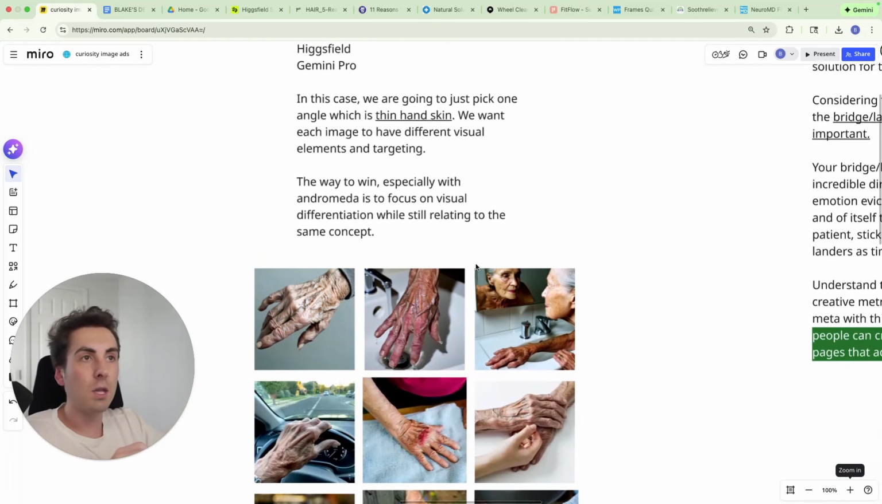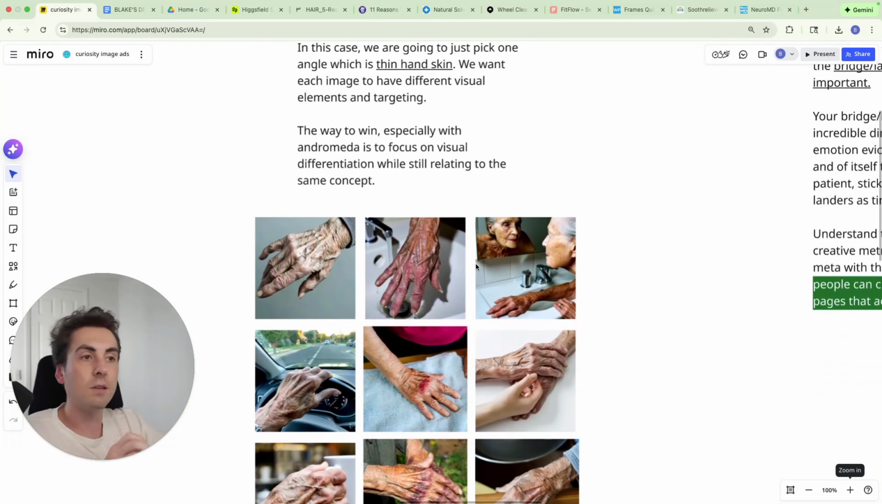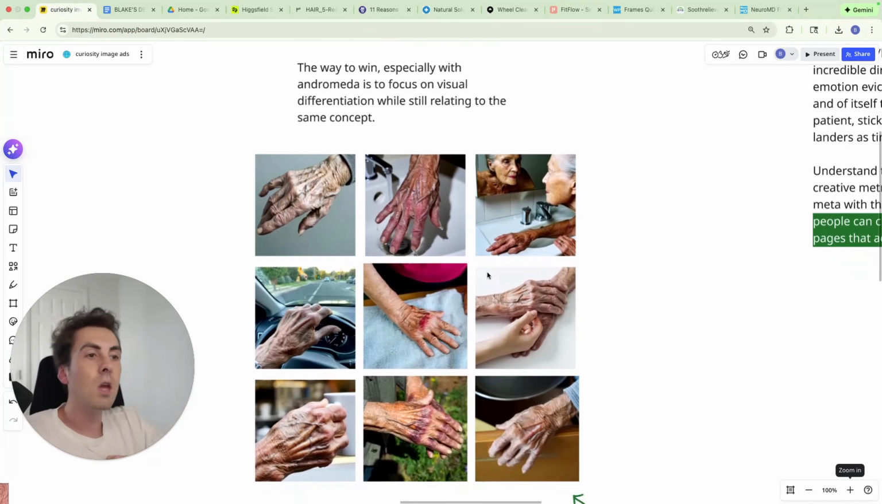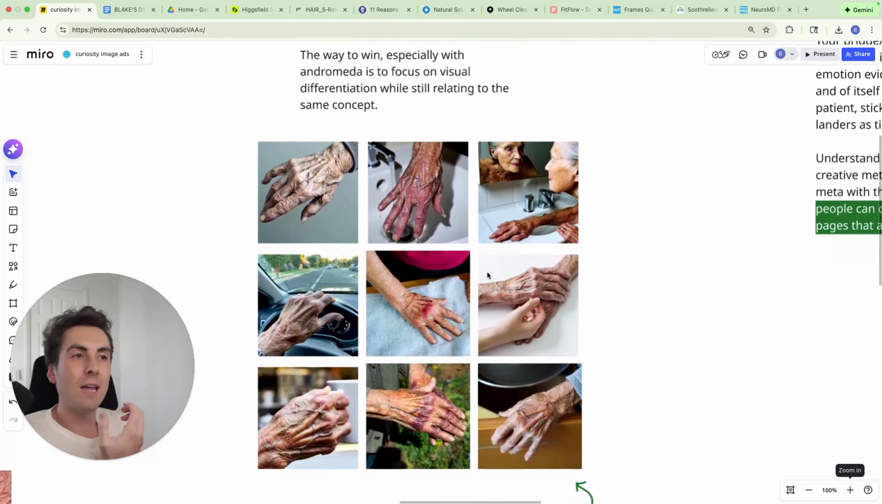We want each image to have different elements and target different people within thin hand skin. This is how you win, because you don't want to just iterate the same exact image and have just little tiny variations. If you zoom out, you want every image to have the same concept, but be different, right?